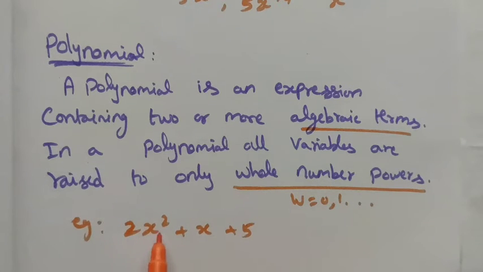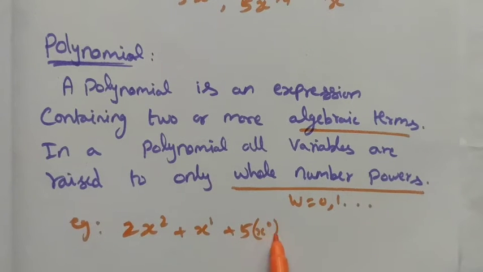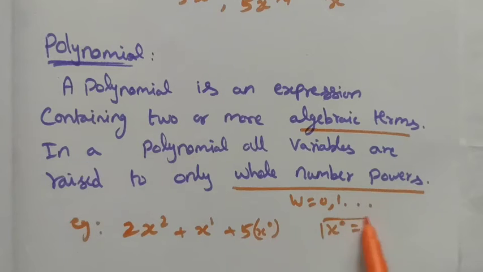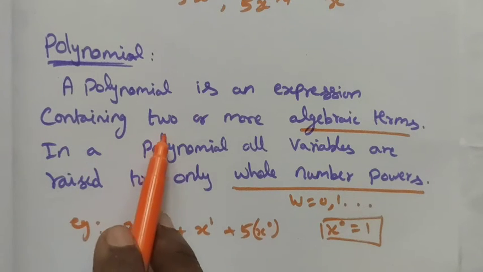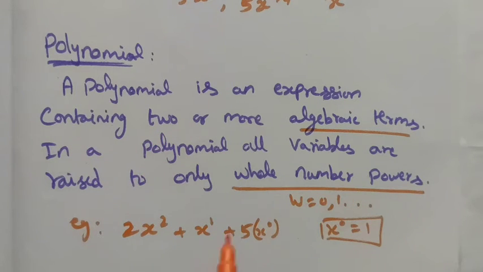See, here we have 2x square, here we have x. Simply we say x has the power 1, and here we have the power x naught. We know the value, that is x naught equal to 1. So that's why we are not mentioning it in a constant term. In a constant term there is always an x naught, right? But we are not mentioning that x naught, we simply write 5. So a polynomial contains two or more algebraic terms with addition or subtraction.